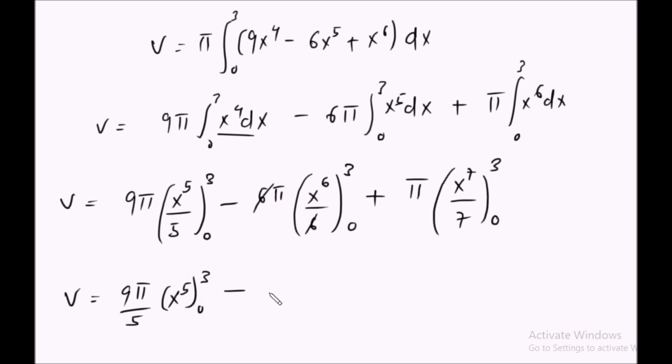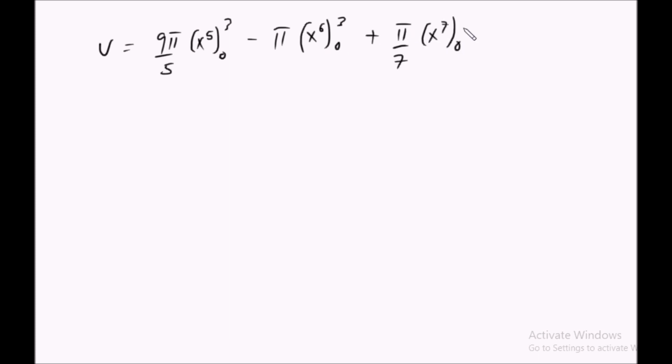Minus, okay, 6 na 6 na kufa. Okay, so it's pi. Hapa tuna x power 6. Okay, hizi limits of integration zinafanya kazi na hii variable tu, hizi constant hazihusiki, okay? So hata hapa nitatoa nje hii 7 nao. Nitabaki na x power 7, 0 mpaka 3. So let me repeat this in a new page. So I have v ni sasa 9 pi over 5, x power 5, 0 mpaka 3, minus pi x power 6, 0 mpaka 3, plus pi over 7, x power 7, 0 mpaka 3.